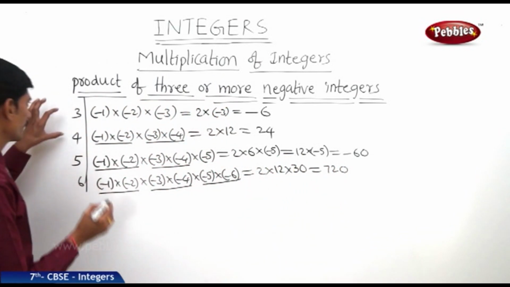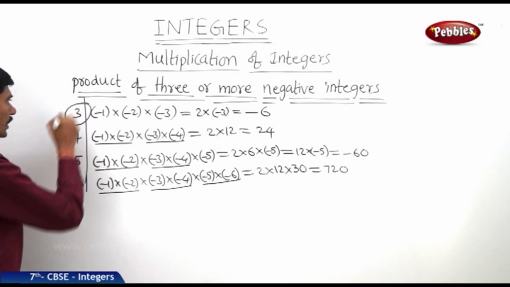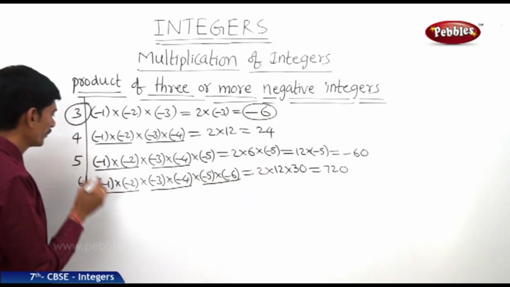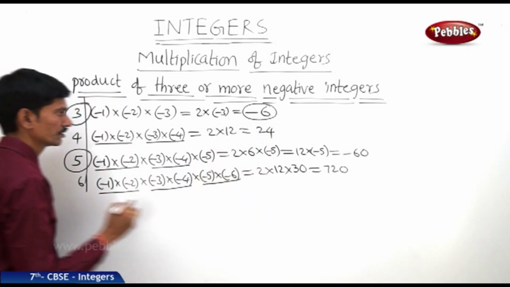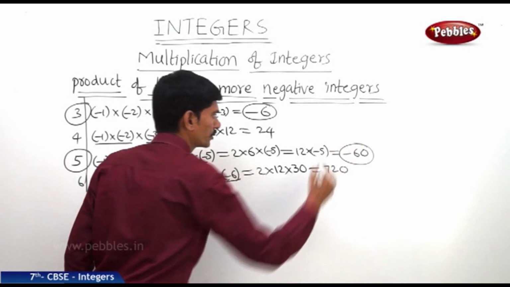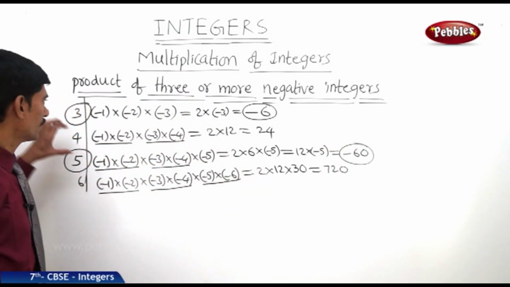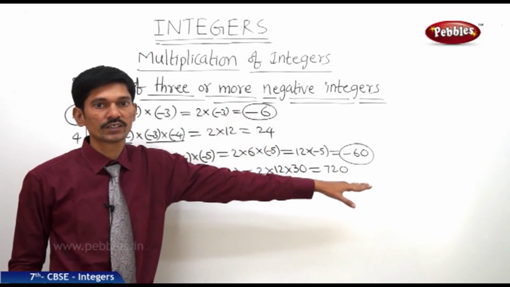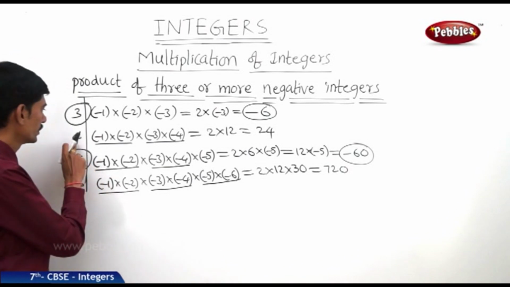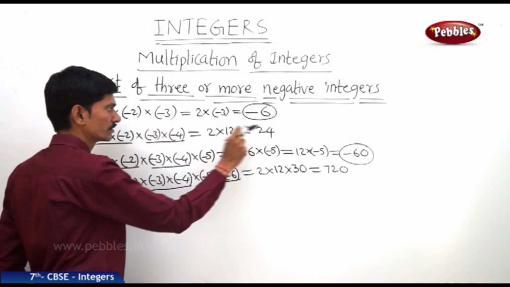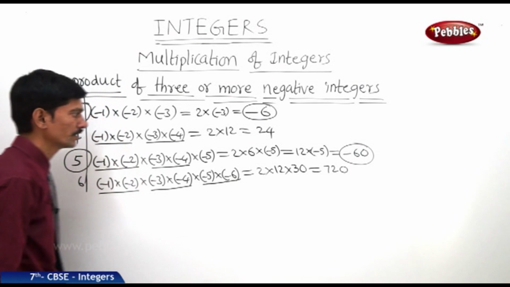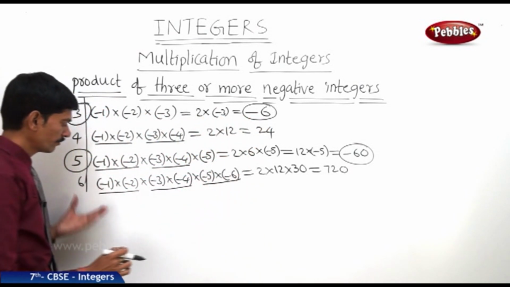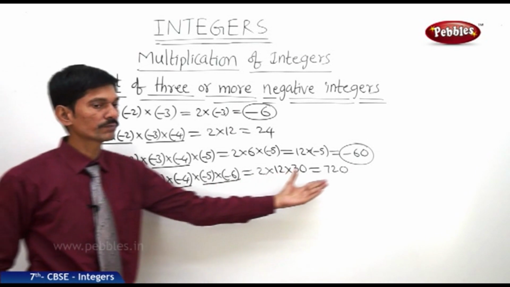When you multiply 3 negative integers, we got a negative integer. When you multiply 5 negative integers, again we got a negative integer. So when you multiply an odd number of negative integers, we get a negative product. And when you multiply an even number of negative integers, we get a positive integer. When you multiply 4 negative integers, we got positive, and when you multiply 6 negative integers, we got a positive integer.